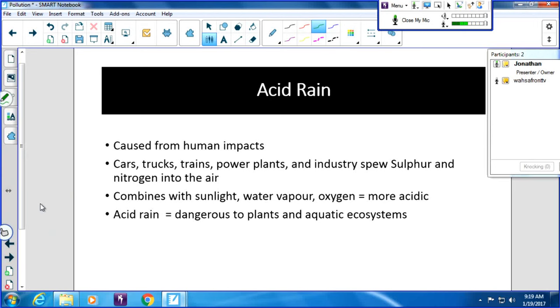Acid rain, our next topic. What is acid rain? Well, imagine rain that falls from the sky. I'm sure we all have seen rain before, but acid rain is just another form of rain that is more acidic. How is this caused? Well, we know that rain just happens by nature and just falls from the sky. But acid rain, it happens, and we may not even know it. It is caused by human impact, such as cars, trucks, trains, power plants. All these chemicals, such as nitrogen and sulfur, are released into the atmosphere and the air. All that combined with sunlight, water vapor, and oxygen leads to more acidic rain.